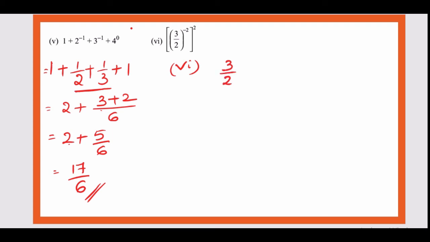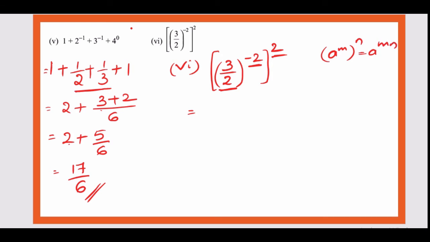Now we have a problem related to the a power m whole power n formula. Till now we did not cover that. So a power m whole power n, I can write as a power mn. That means I can write it as 3 by 2 whole power minus 2 into 2. So what am I going to get? 3 by 2 whole power minus 4.